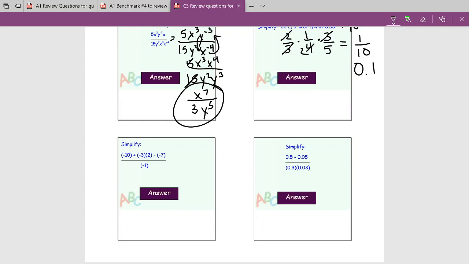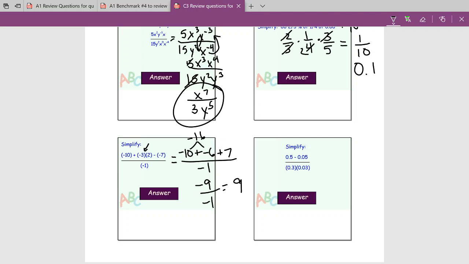And then to finish these off, just these last two. So to simplify, I'm going to do PEMDAS, so I'm going to multiply first, and so I get negative 10 plus a negative 6, and then I'm going to go ahead and simplify. Minus a negative 7 is really adding 7, divided by negative 1. And so I'll add those on the top. Negative 10 plus negative 6, those combine to be a negative 16, plus 7 is a negative 9. It's like losing 16 points, then gaining 7, divided by a negative 1. Well, negative divided by a negative is a positive, and I just get positive 9.